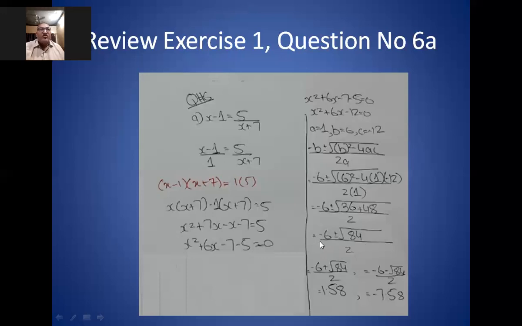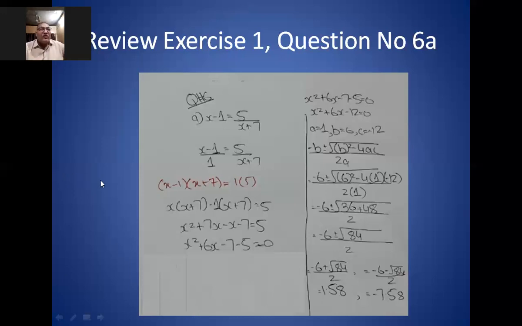So there are two options now. One option will be minus 6 plus under root 84, divided by 2, and that will give you 1.58. The second option will be minus 6 minus under root 84, divided by 2, and that will give you minus 7.58. The term I say, minus 6 plus under root 84 divided by 2, is actually the command for your calculator. This is how you enter these values into the calculator, and in a single click you will be able to find the answer.